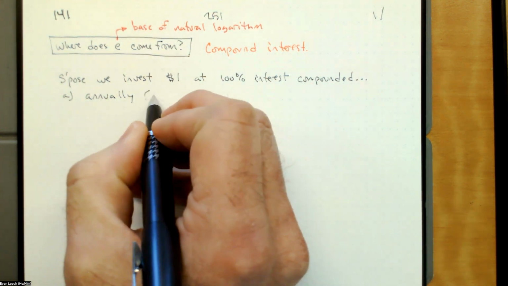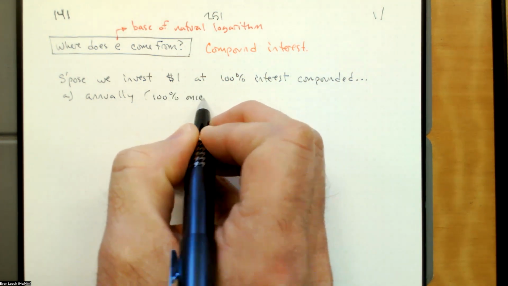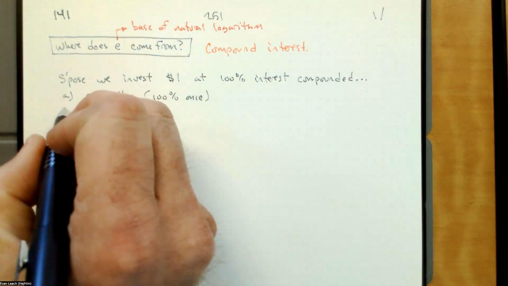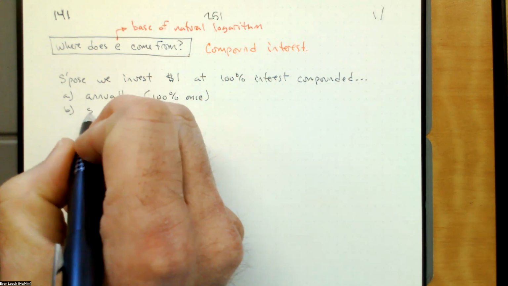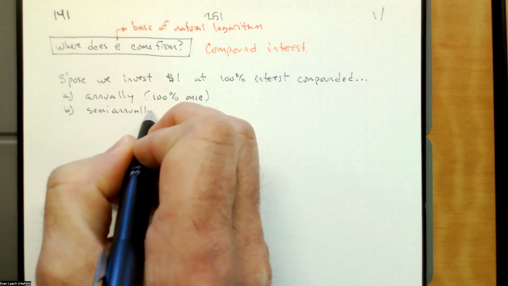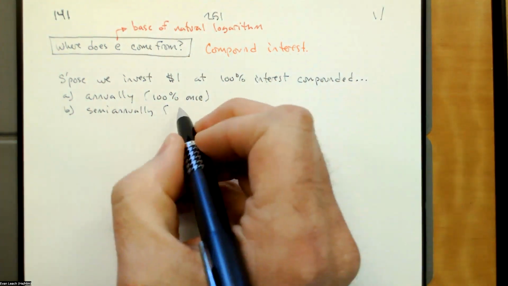So when I think about this, I'm going to be thinking this 100% once. And then we're just going to increase this. B. Semi-annually. So I'm going to take the 100% and I'm going to do 50% in the first half of the year, 50% in the second half of the year. So 50% twice.